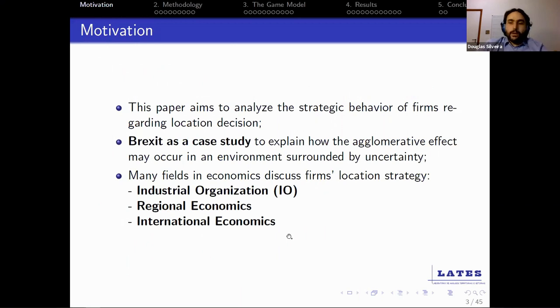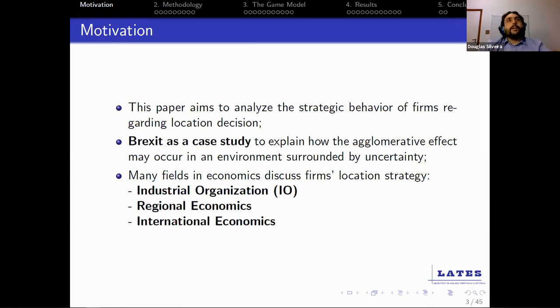So, this paper aims to analyze the strategic behavior of firms regarding their location decision, as I said before, and we are just evaluating Brexit as a case study. This is a very flexible model. It's a general model. We can discuss many situations in which we have this uncertainty surrounding firms' locational decisions. So we are just trying to explain how the agglomerative effects may occur in an environment surrounded by uncertainty. That's why we chose Brexit.